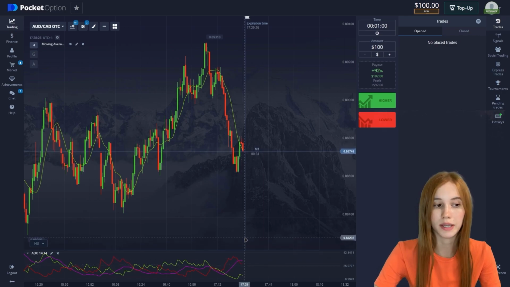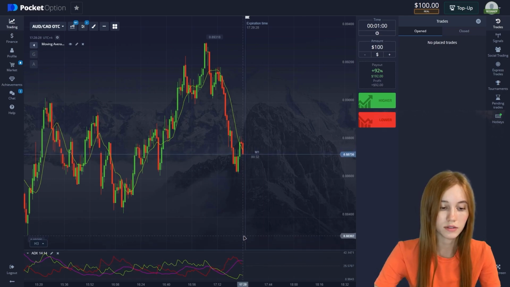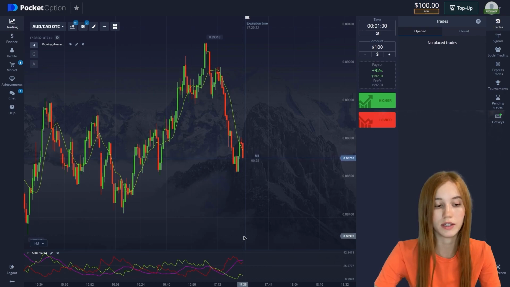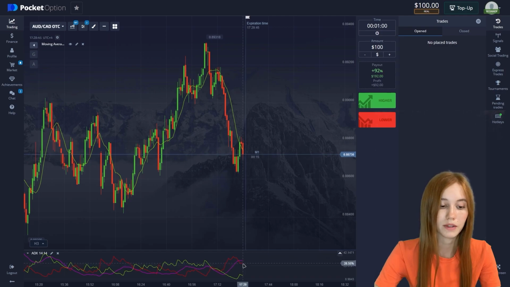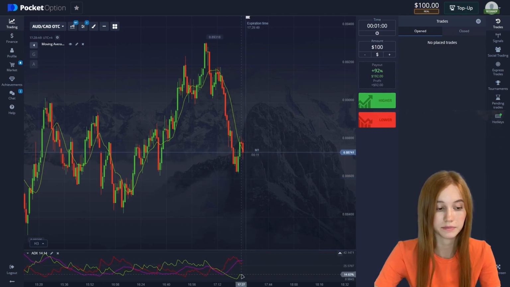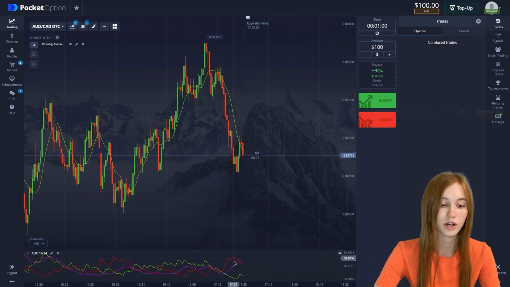ADX works on many tools and any time intervals. It allows you to evaluate the strength of a trend at a certain point in time. The stronger the trend movements, the higher the ADX value. What does it mean? The red line is a downward trend, the green line ascending. The purple line shows the strength of the trend.